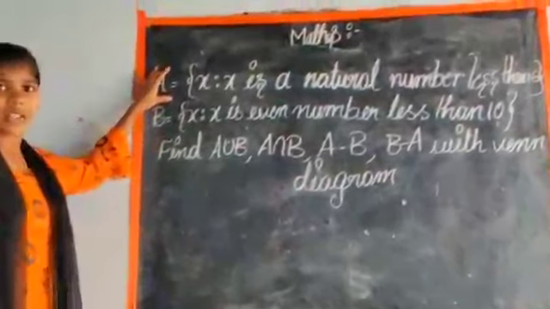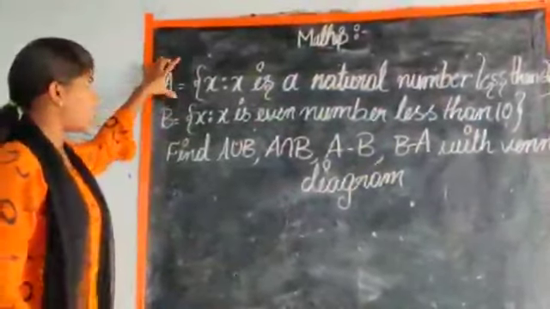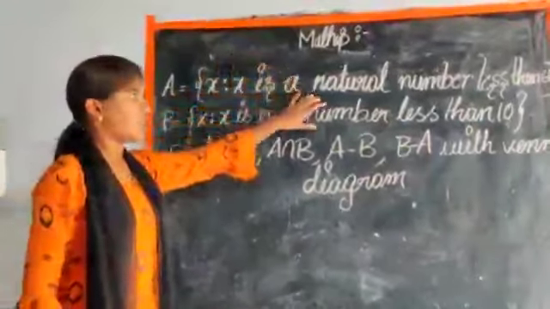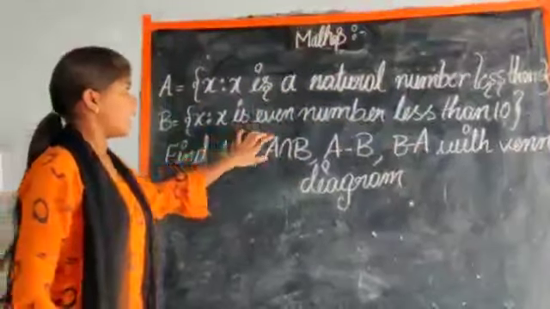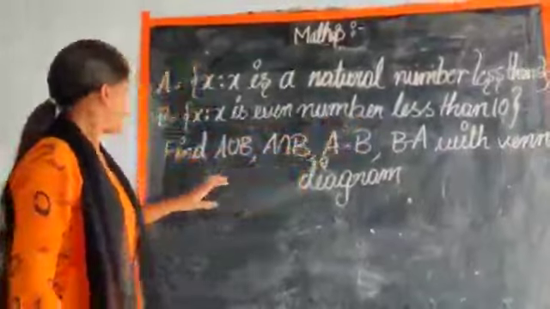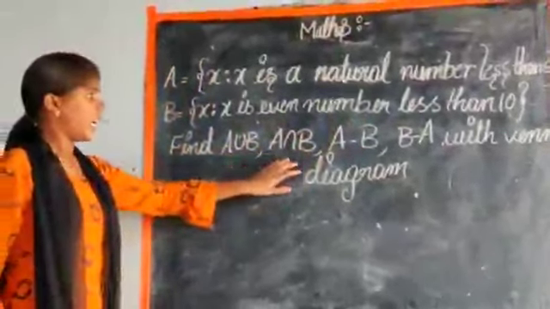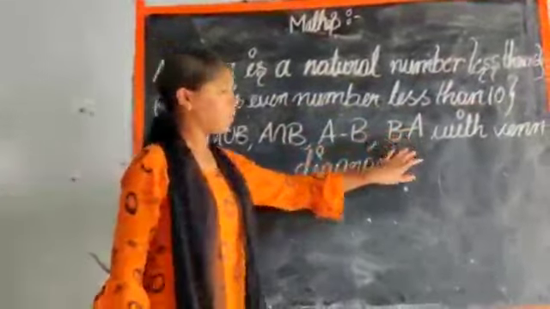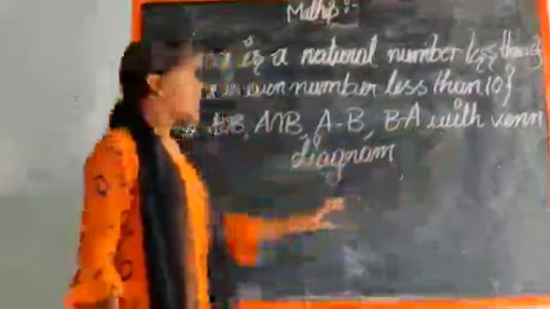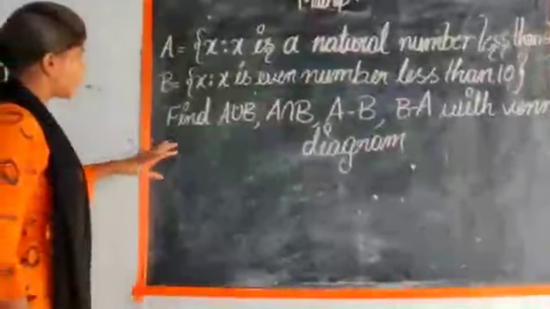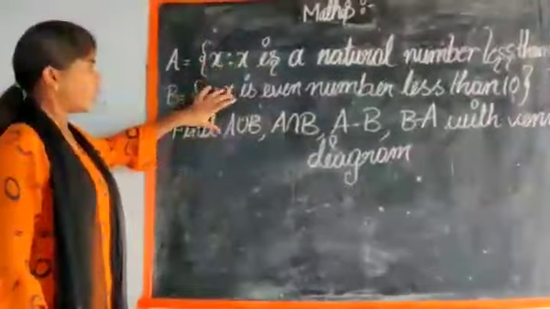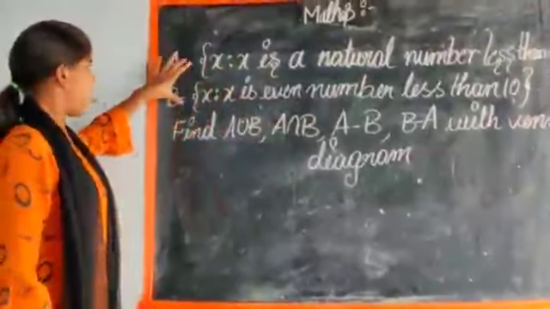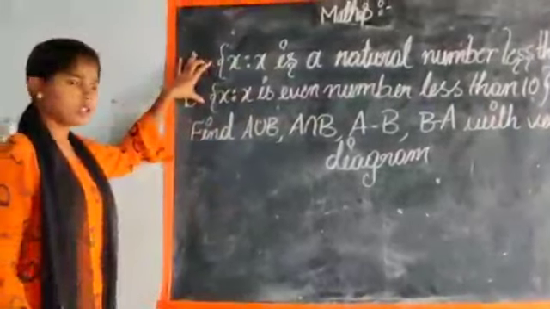So the question I have taken is A = {x such that x is a natural number less than 6} and B = {x such that x is an even number less than 10}. Find A union B, A intersection B, A minus B, B minus A with Venn diagrams. So start now. First of all, we have to convert these set builder forms into roster form.